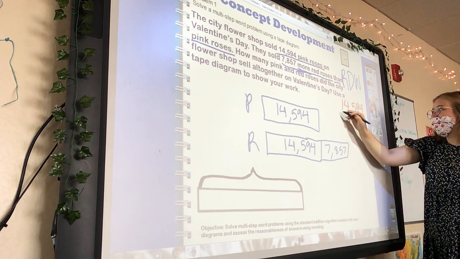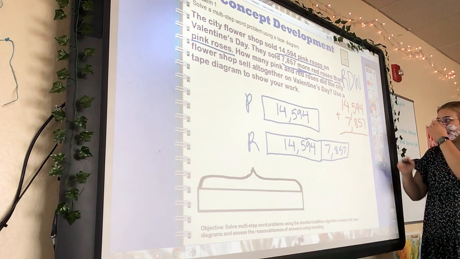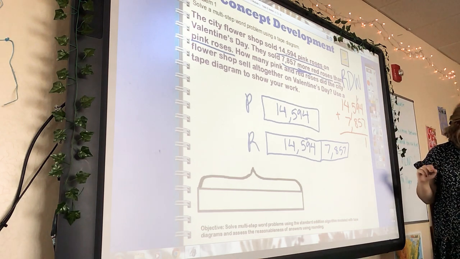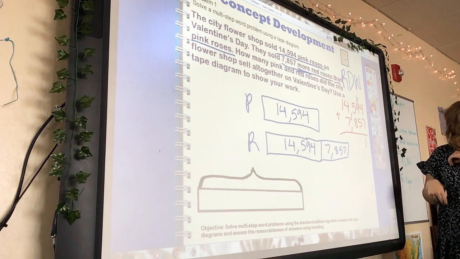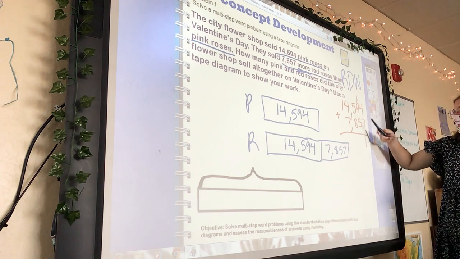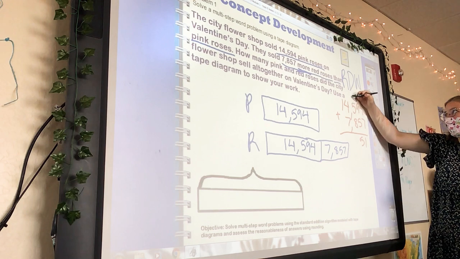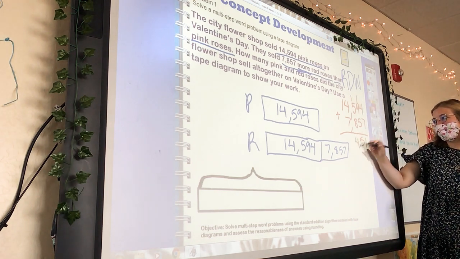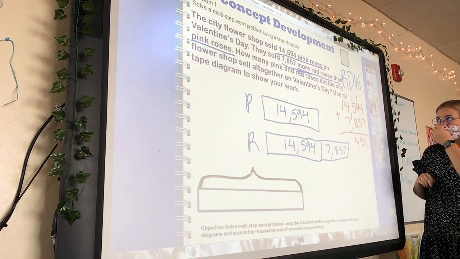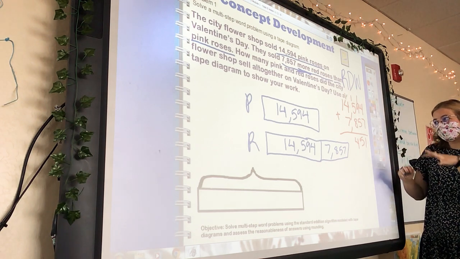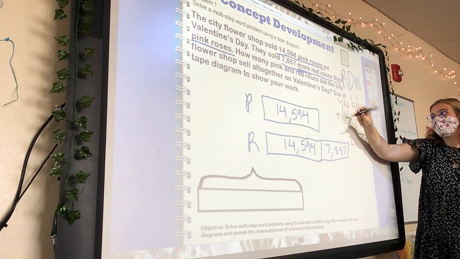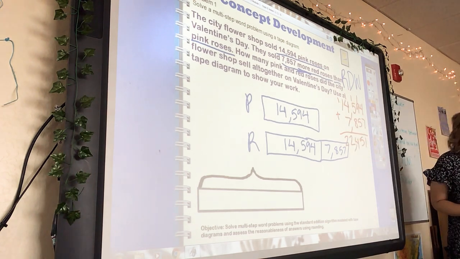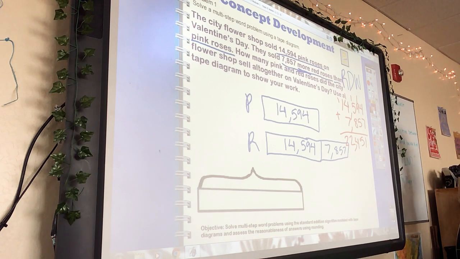So I add those together. Okay. 7 plus 4 is 11. Right? Check me on that. 7 plus 4 is 11? Yes. Okay, good. 9 plus 1 is 10, plus 5 gives me 15. 6 plus 1 is 6, plus 8 gives me 14. Okay. 4 plus 1 is 5, plus 7 gives me 12. And then 1 plus 1 gives me 2. So they sold 22,451 red roses, okay?